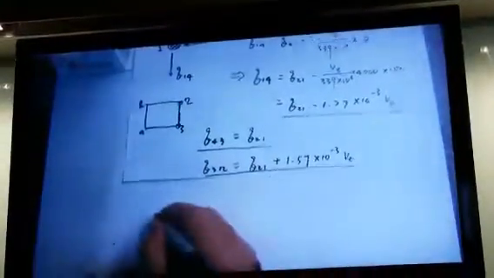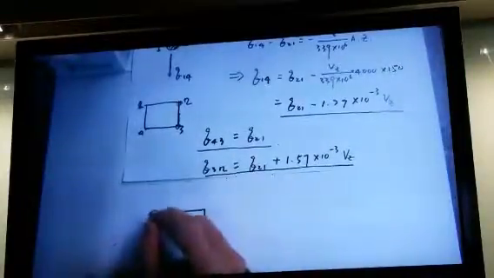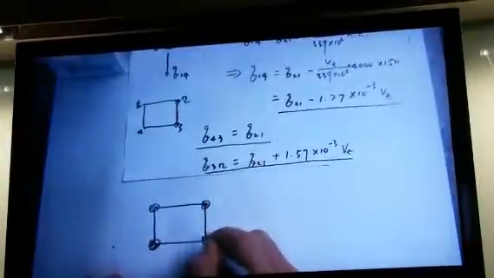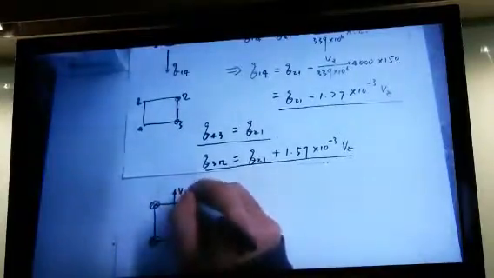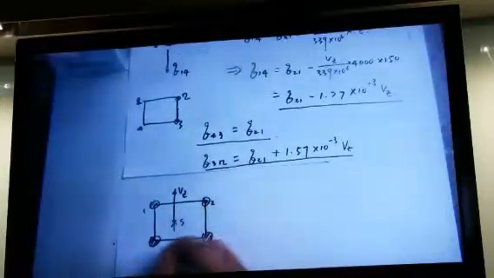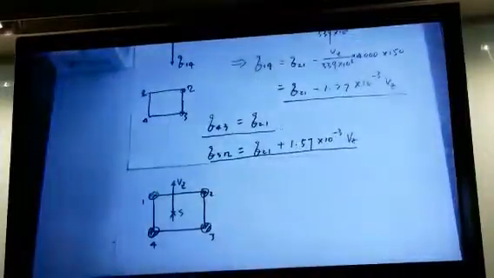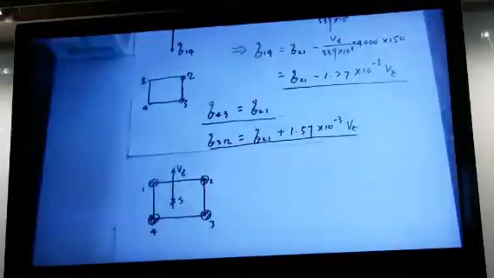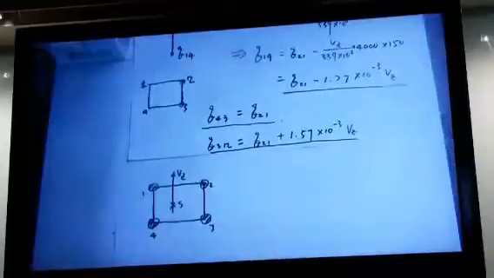So according to the definition of shear center, this is a boom area, this is a boom area, this is a boom area, this is a boom area. Suppose here is the shear center, and that force, Vc, is applied on this shear center. 1, 2, 3, 4. The definition of shear center is that when you apply a shear force on the shear center, there will be no twist. The twist angle of this cross section will be 0.